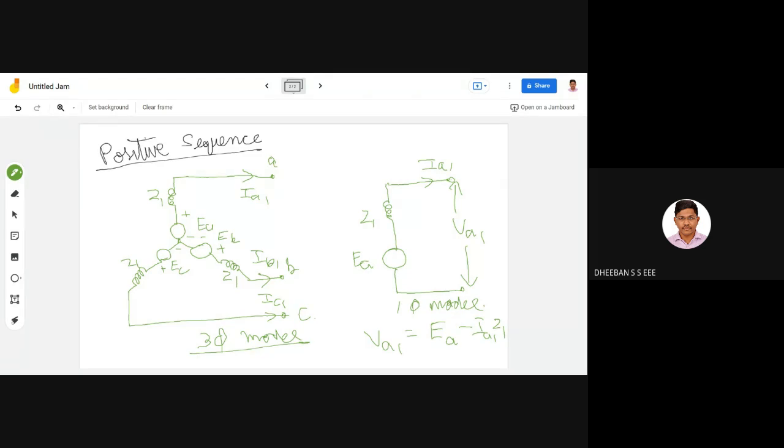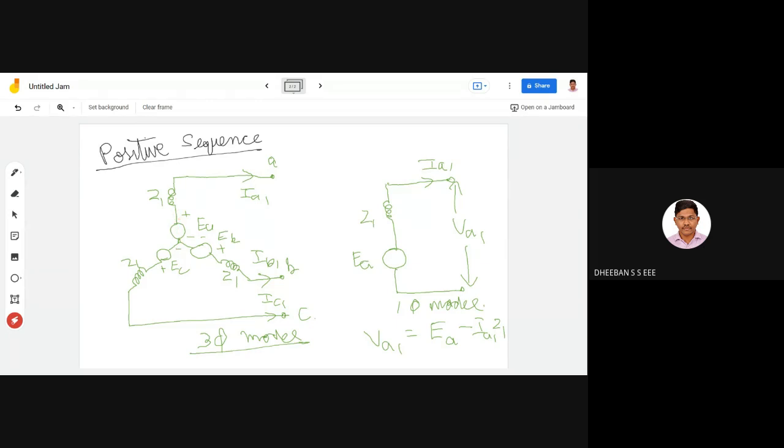Regarding the positive sequence, we have to consider it with respect to the source. But in case of the negative sequence, the source will be excluded. So if you consider the negative sequence, you'll get the same diagram, but the variation is that the source will be shorted. So why is that? What is the reason for that?